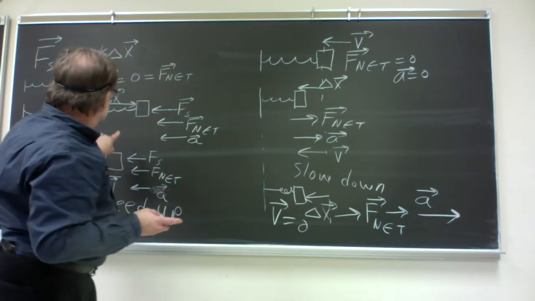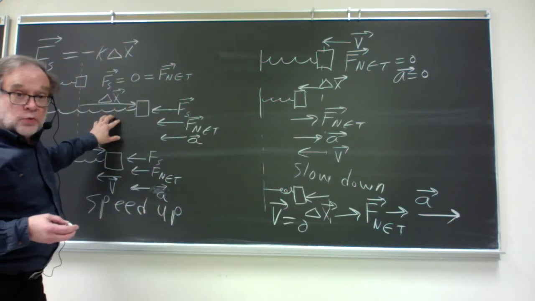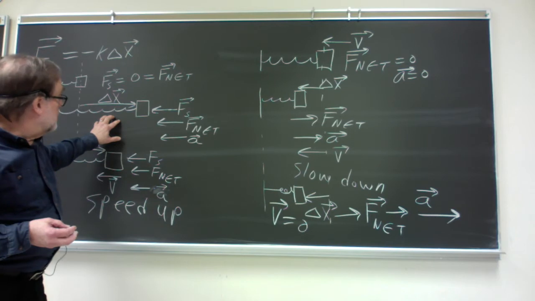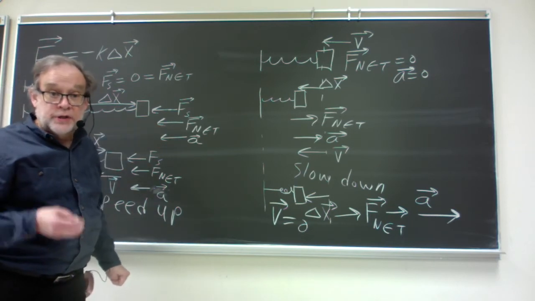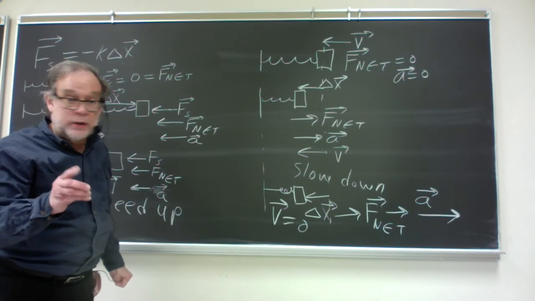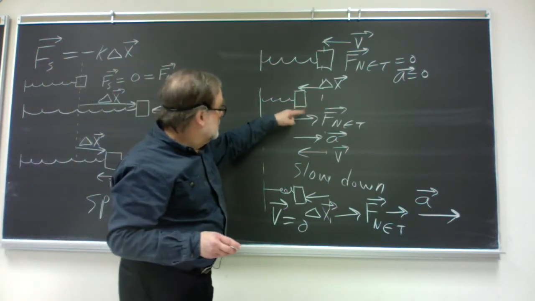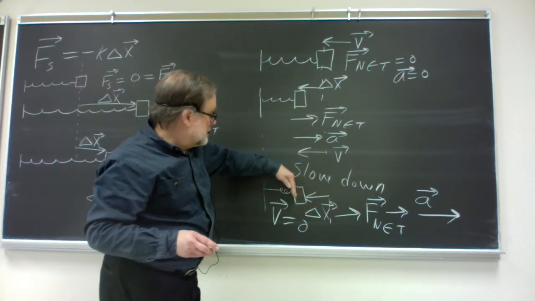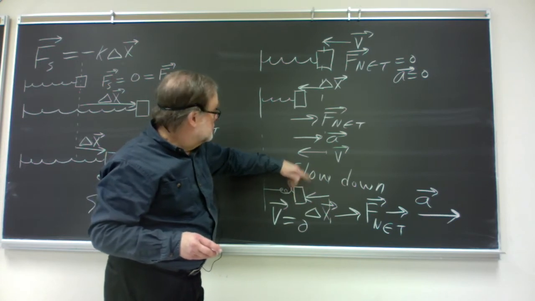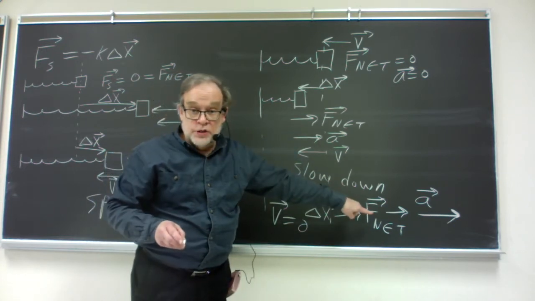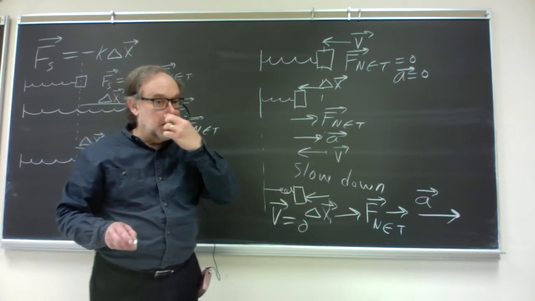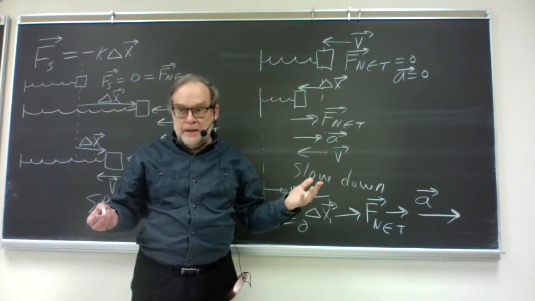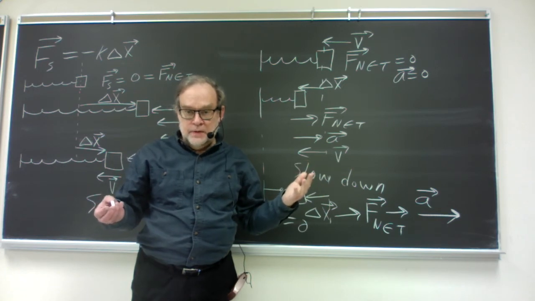Notice both here, when the mass was displaced to the right of equilibrium, the net force was to the left. In other words, the net force was pointing back towards equilibrium. Now here, when the mass is displaced to the left, the net force is pointing to the right. In other words, the net force is pointing back towards equilibrium. That's the way it always works in an oscillation.